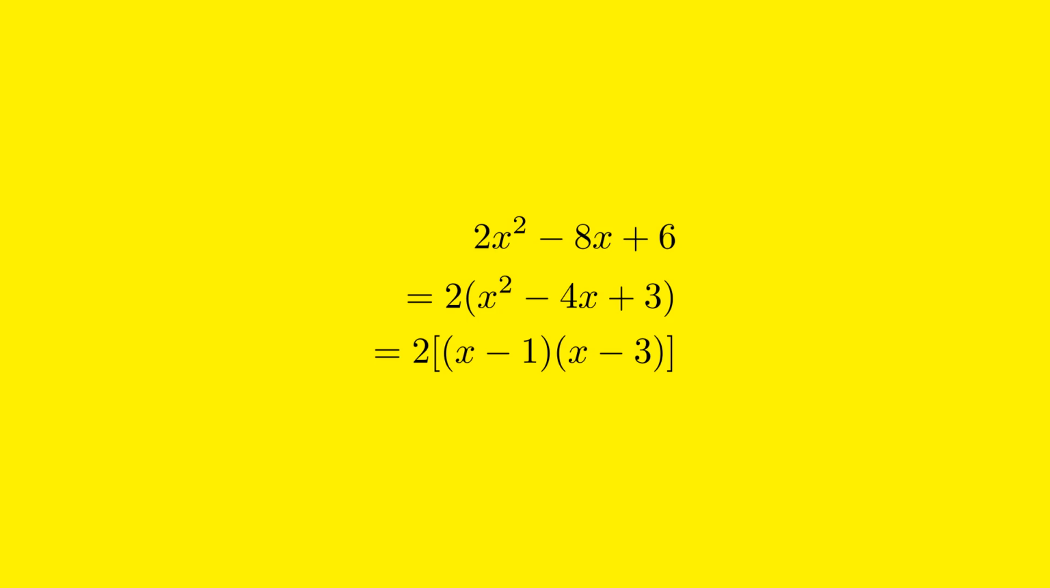Our next goal is to factor the quadratic expression x squared minus 4x plus 3 further. We are looking for two numbers that multiply to 3 and add to minus 4. After thinking for a bit, we can see that two numbers satisfying these conditions are minus 1 and minus 3. So we can rewrite our expression: x squared minus 4x plus 3 equals (x minus 1) times (x minus 3). So putting it all together, the factored form of our original quadratic equation, 2x squared minus 8x plus 6, becomes 2 times (x minus 1) times (x minus 3). Thus, the correct answer is 2 times (x minus 1) times (x minus 3).